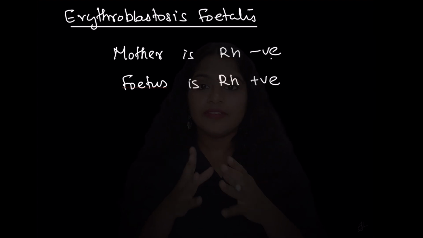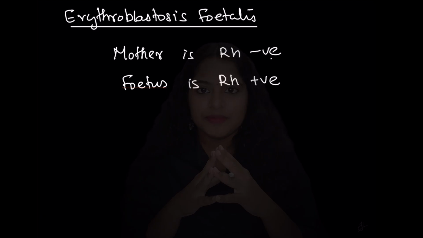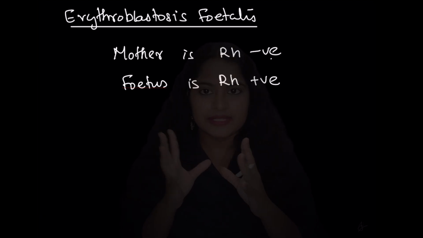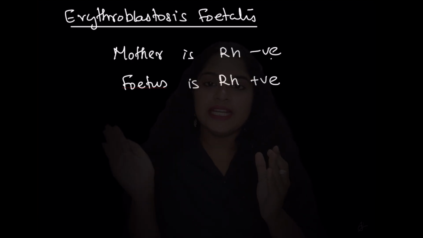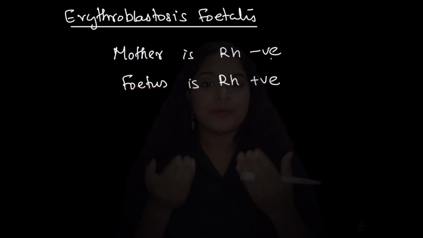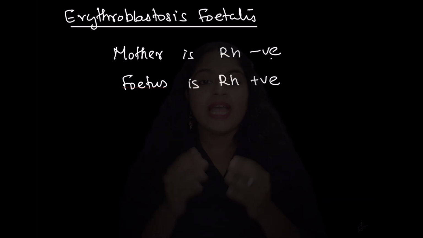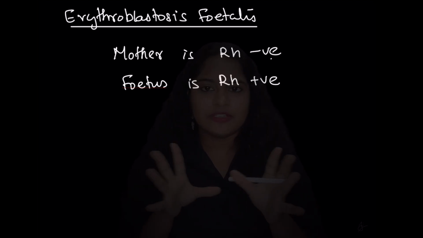But when the delivery occurs, or during parturition, there is a chance of mixing of the mother's and fetus blood. So a small amount of blood will be mixed in the body. What happens here is, the RH positive antigen which entered the RH negative mother, the mother's body will produce an RH antibody, and this RH antibody will fight against the fetus cells and destroy them.